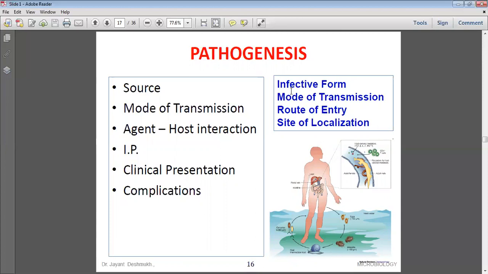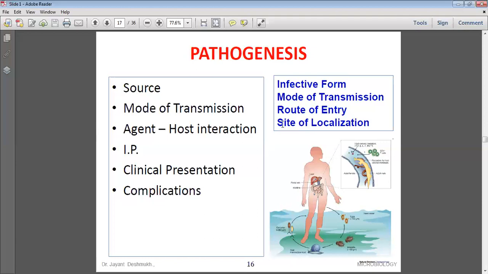What is the infective form? Mode of transmission, route of entry, site of localization. And again, repeat with this heading. When we write this heading, agent host interaction, that is known as pathophysiology. The infective form is cercaria. Mode of transmission: penetration through skin. Route of entry: through skin. Site of localization: vesical plexus of the urinary bladder.